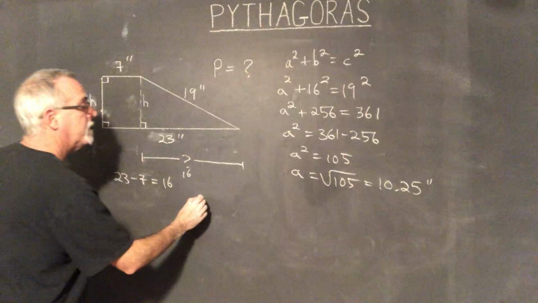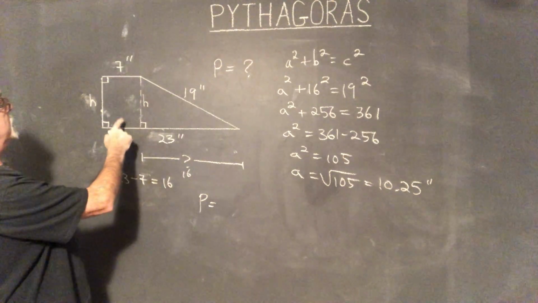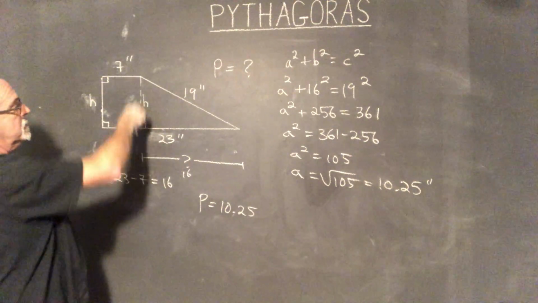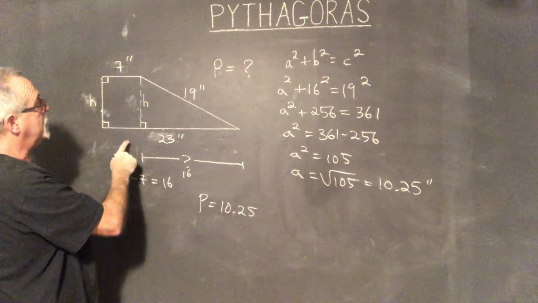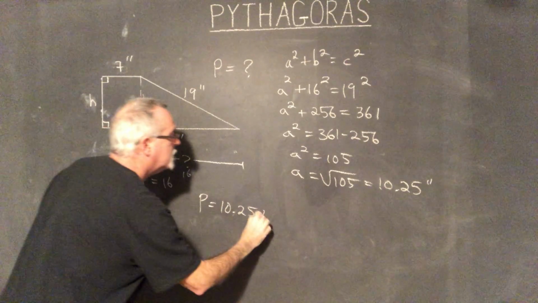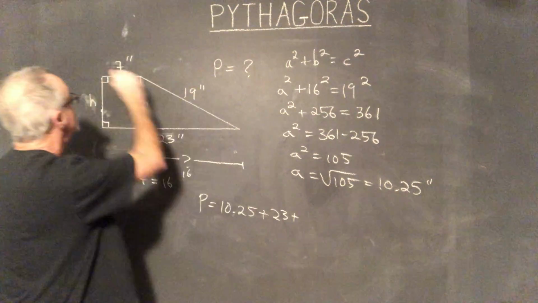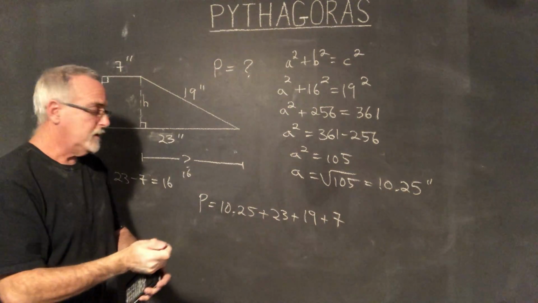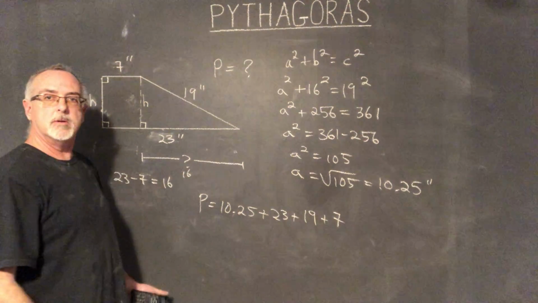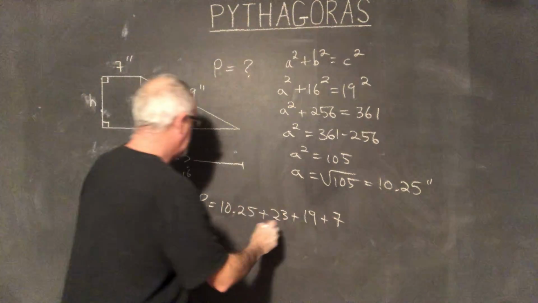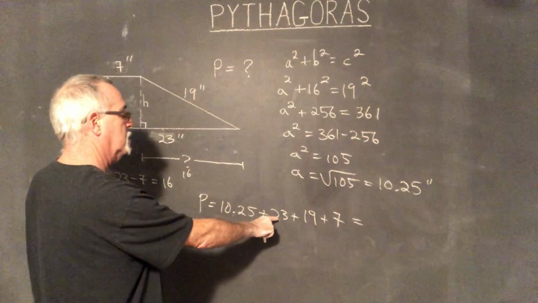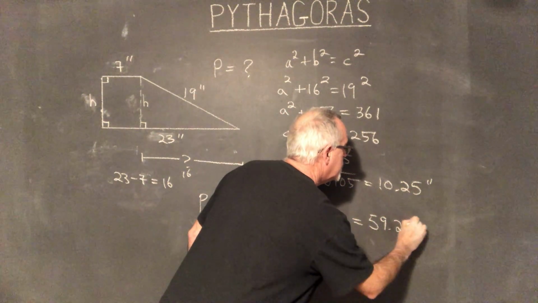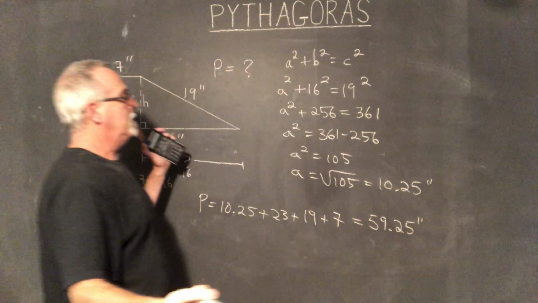Now I can do it with the perimeter. The perimeter is going to be equal to 10.25. That's this height, also this height, but we only need this one. Plus the 23, we don't need the 16. Plus 23, plus the 19, plus the 7. Very powerful Pythagorean theorem when you're dealing with trapezoids, any type of trapezoid. So that is going to be 59.25 inches. And I did it.